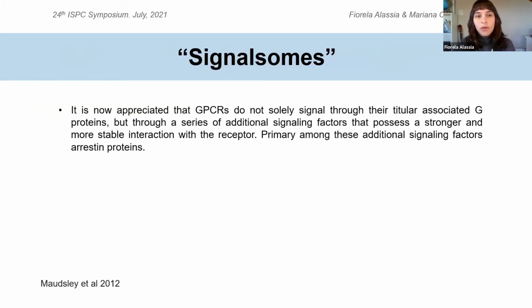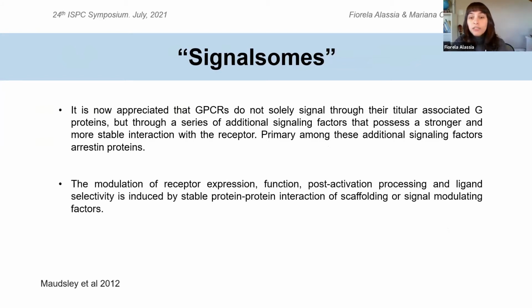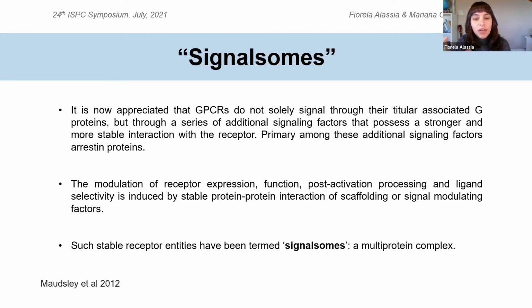Well, we have the signalsomes. It is now appreciated that GPCRs do not solely signal through their titular associated G proteins, but through a series of additional signaling factors that possess a stronger and more stable interaction with the receptor. Primary among these additional signaling factors are arrestin proteins. The modulation of receptor expression, function, post-activation processing, and ligand selectivity is induced by stable protein-protein interaction of scaffolding or signal modulating factors. Such stable receptor entities have been termed signalsomes. This is a word to name the multi-protein complex that is involved in the process of signaling.